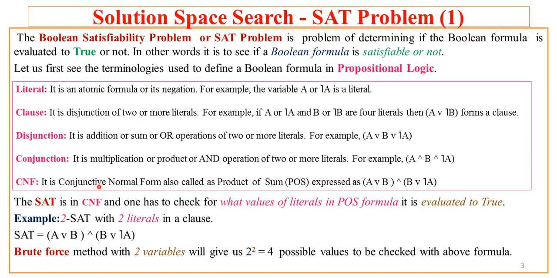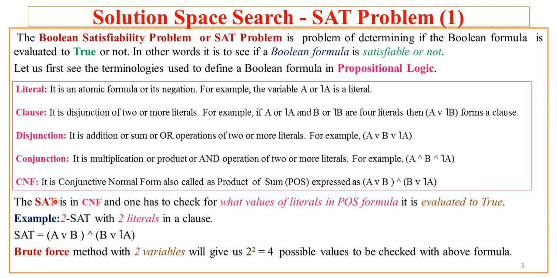Now what is CNF? It is conjunctive normal form, also called product of sum or POS, and is expressed as a product of sums. So here is the product, that means and, and the literals are basically summed using or. So (A or B) and (B or negation of A), this representation is a product of the sums. It is a product, that is multiplication, of the sums. Sum means addition.